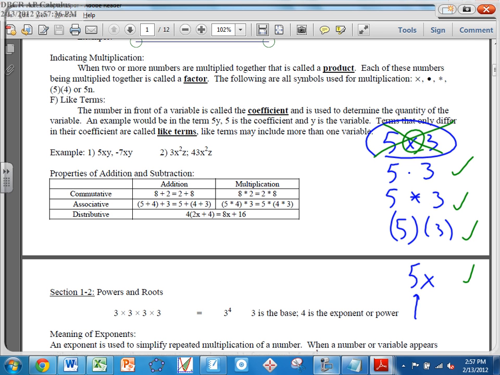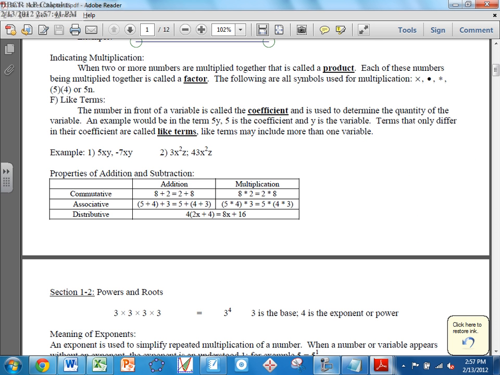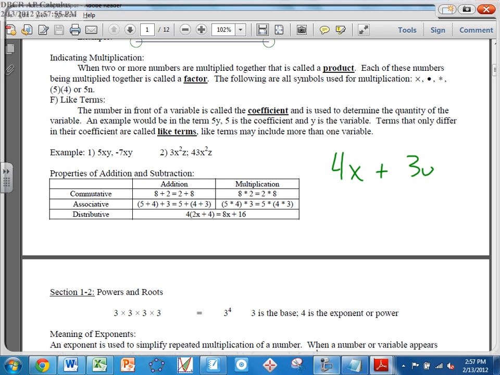If we look at the combination of terms, we have to look at something called like terms. And many of you guys have heard this many times before. A like term simply means it has the same variable to the same power. And that's the key there. So for example, 4x plus 3y, those are different variables, so they are not like terms. 4x and 3x squared are also not like terms because of the squared. Sure, you can factor something out, we'll talk about that later, but those are not like terms. But 4x and 3x are like terms, and they become 7x.